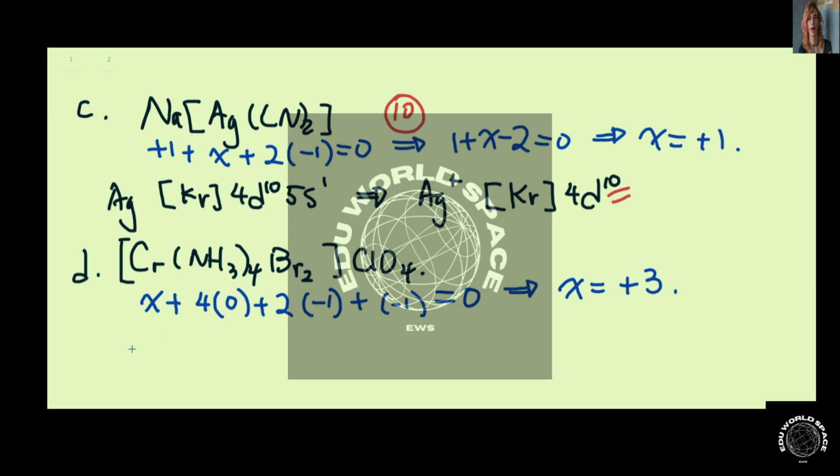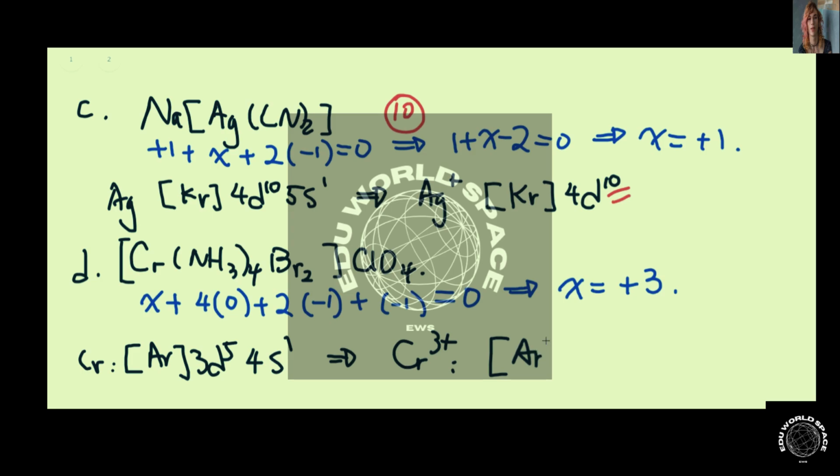And the electron configuration for chromium is [Ar] 3d5 4s1. So after it loses 3 valence electrons into chromium 3 plus, we have the electron configuration [Ar] 3d3 and no electrons in the 4s orbital. So the number of electrons in the valence d orbital is 3.